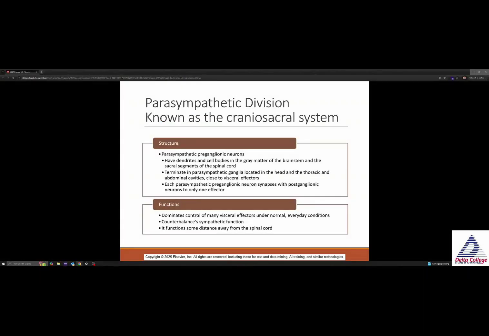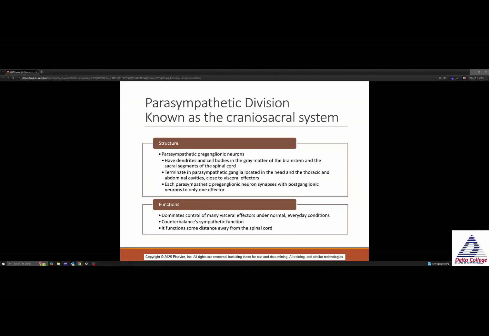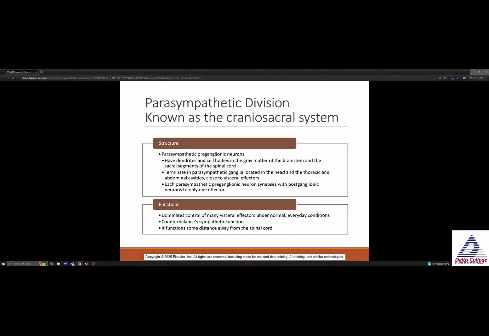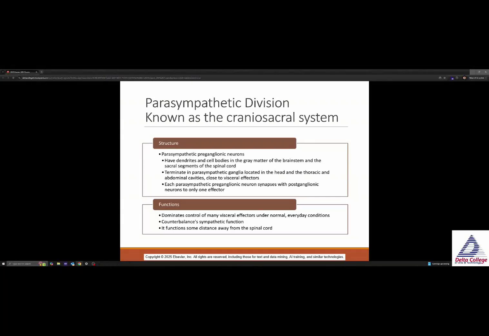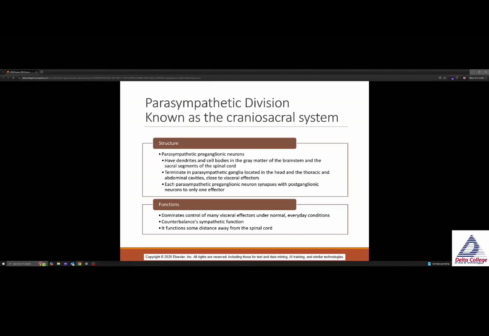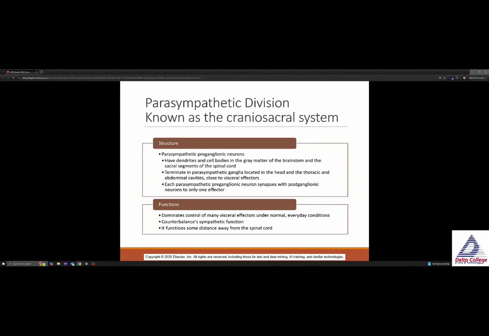Now, the parasympathetic division, known as the craniosacral system. Its structure: it has parasympathetic preganglionic neurons. They have dendrites and cell bodies in the gray matter of the brainstem and the sacral segments of the spinal cord. They terminate in the parasympathetic ganglia located in the head and in the thoracic and abdominal cavities close to visceral effectors. Each parasympathetic preganglionic neuron synapses with postganglionic neurons to only one effector.